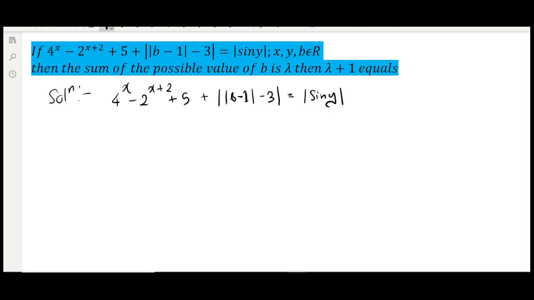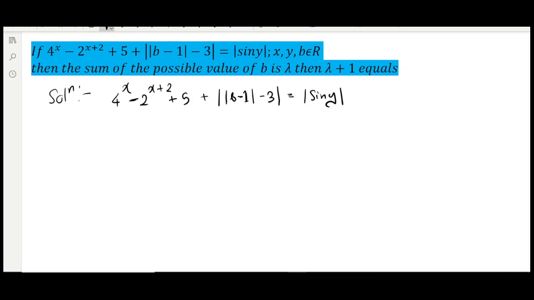We have to find the values of b, then the sum of the possible values of b is lambda. We have to find the possible values of b and then take the sum of it. We will get lambda, and the question is about lambda plus 1. If you analyze, you can see that there are three variables. It is not solvable by the proper method, so we have to use the concept of boundedness.